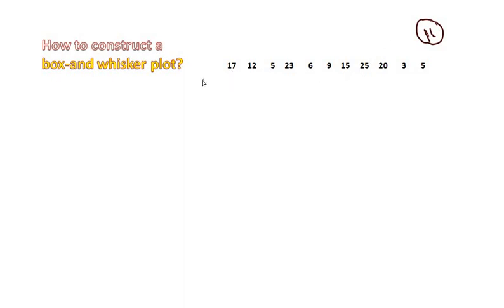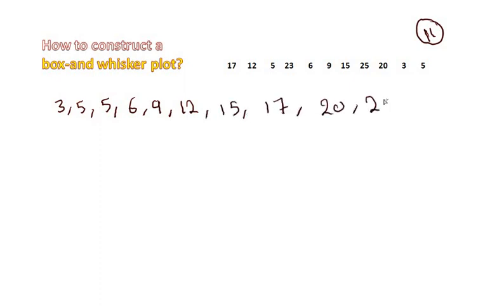Firstly, to be able to find the median, we need to order these values from least to greatest, or in an ascending way: 3, 5, 5, 6, 9, 12, 15, 17, 20, 23, and 25. As we learned before, to find the median, we cancel out one value from each side at a time. If we cancel out these, 12 is left. So 12 is the median.